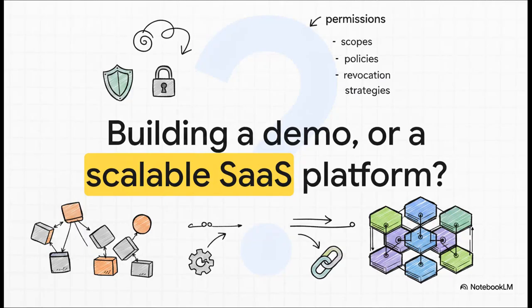So, as we wrap up this explainer, I want to leave you with a provocative question to help evaluate your own systems. Most startups think RBAC just means tossing in some roles and calling it a day. But as we've seen, real production systems need scopes, policies, resource ownership, revocation strategies, and completely centralized evaluation. Looking at your own codebase today, ask yourself, are you building a demo architecture, or are you building a truly scalable SaaS platform? The choice of how you handle permissions right now will absolutely dictate whether your system scales securely or collapses under its own technical debt.